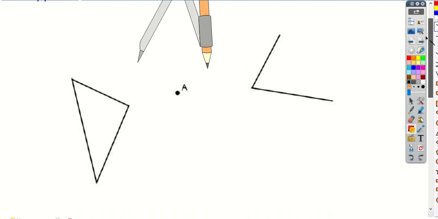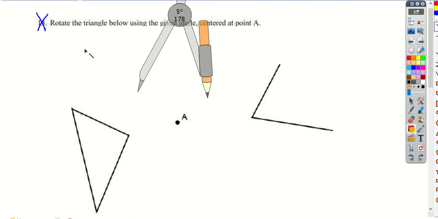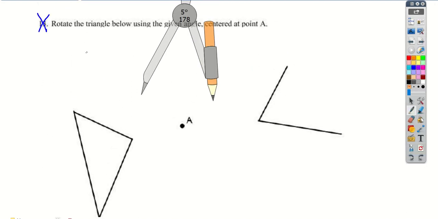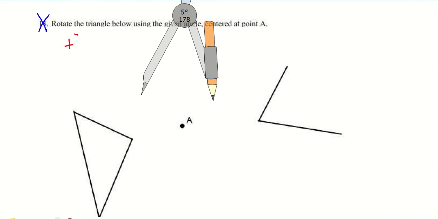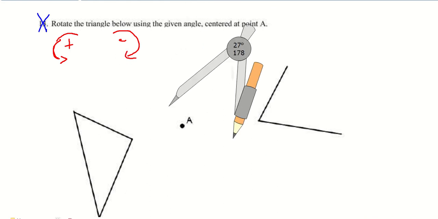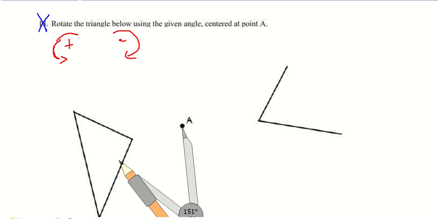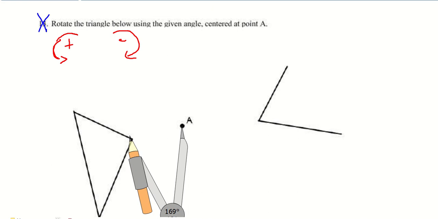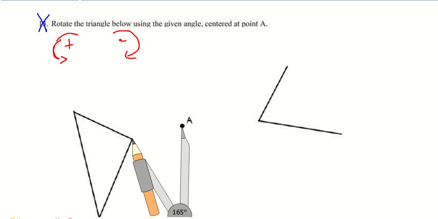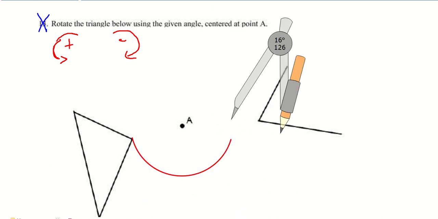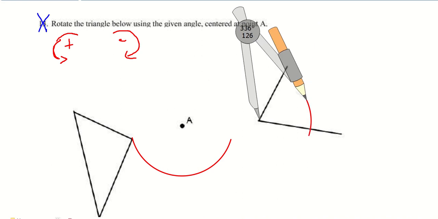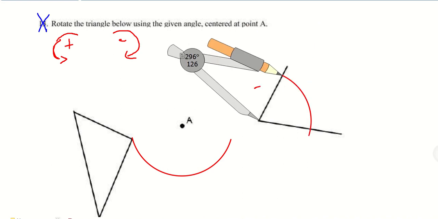All right. So to do a rotation, remember positive rotations are always going to turn counterclockwise. Okay. So if it's a positive rotation, it's turning counterclockwise to the left. Negative turns clockwise to the right. All right. So keep that in mind. So what we're going to do is place our compass pencil on one of the endpoints and our compass point on A, and we're going to draw the path that this point takes as it revolves around A. We're going to draw the same arc around our angle, okay?